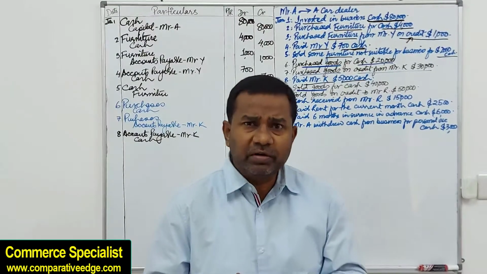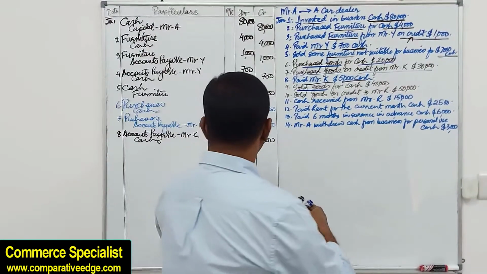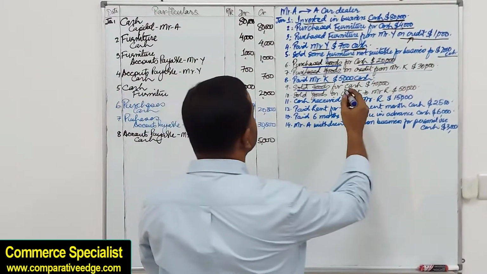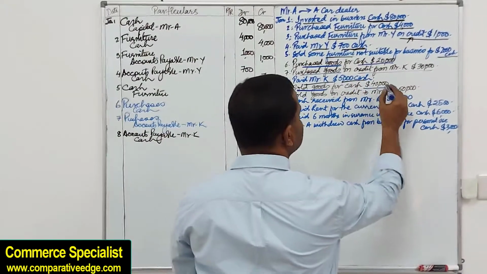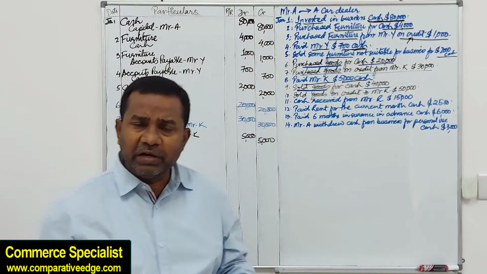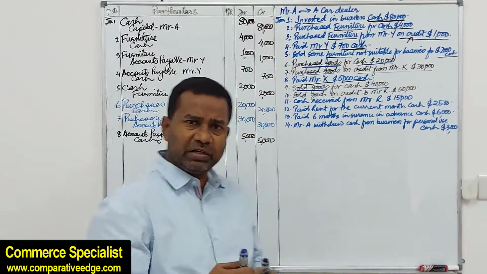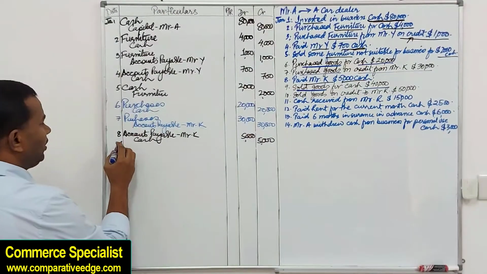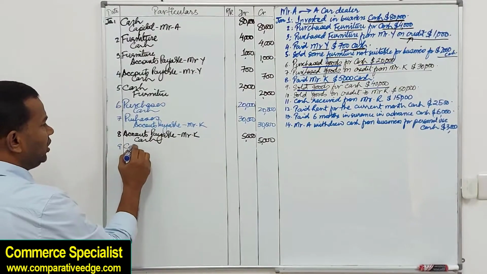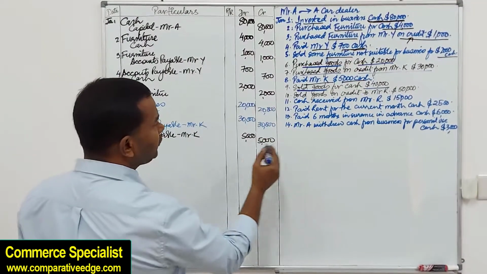What are you going to debit? Are we getting some money? The answer is yes. Sold goods for cash, 40,000. So we are selling goods and we are receiving cash. Cash is an asset. Asset is increasing. So I'm going to debit that. Cash debit. How much are we selling goods for? 40,000.